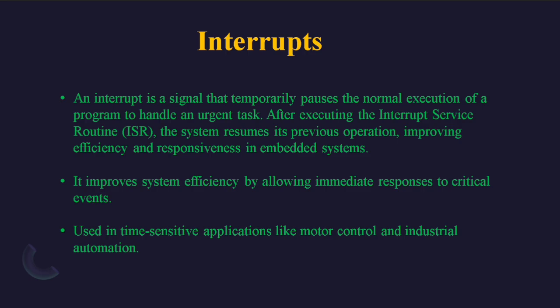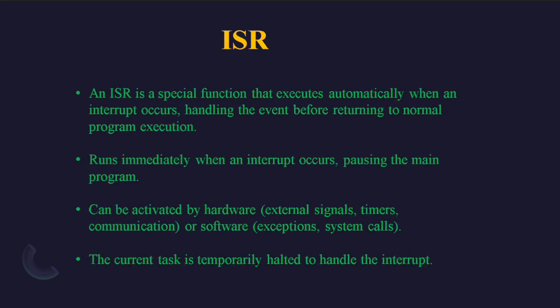There are two types of interrupts: hardware interrupts and software interrupts. A hardware interrupt is triggered by external devices, and a software interrupt is triggered by the program itself. Then the ISR, the interrupt service routine, is a special function that runs automatically when an interrupt occurs. It handles the interrupt task and then allows the program to continue from where it stopped. The current task is temporarily halted to handle the interrupt.